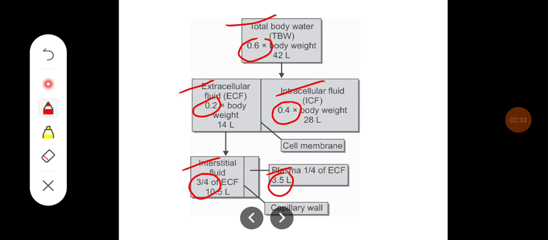If the total body water is 42 liters in a 70 kg man, then 14 liters will be extracellular fluid and 28 liters will be intracellular fluid. In the 14 liters of extracellular fluid, almost 3/4, that is 10.5 liters, is interstitial fluid, and 1/4, that is 3.5 liters, is plasma.